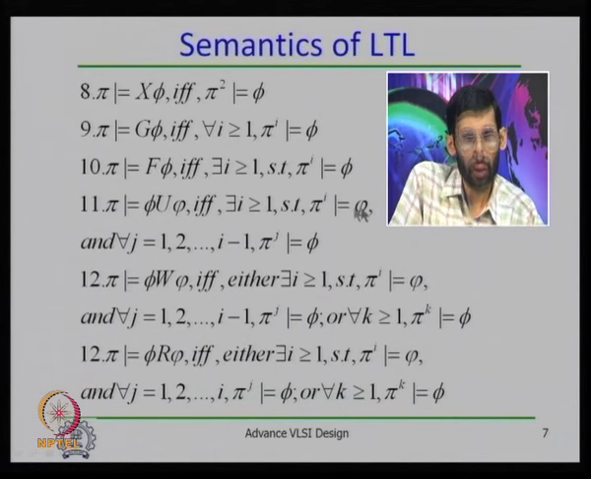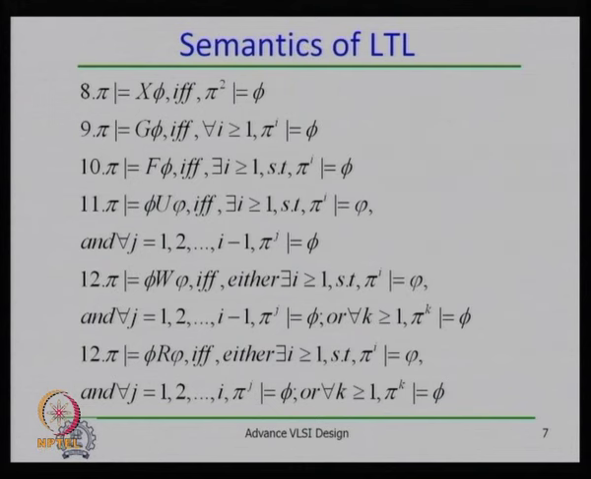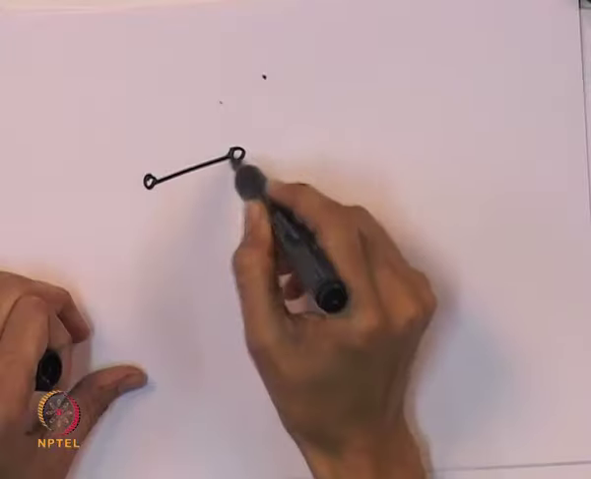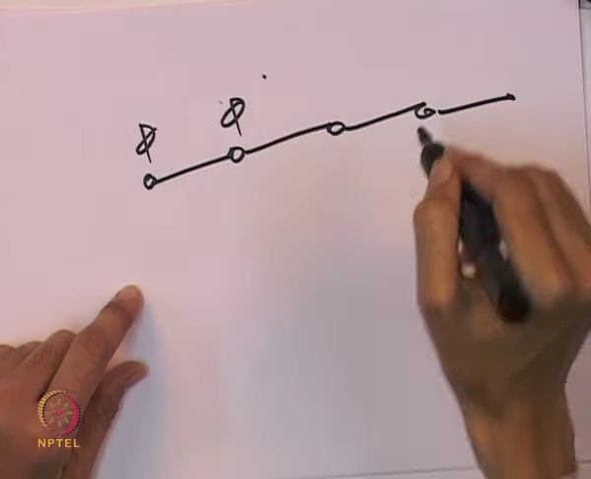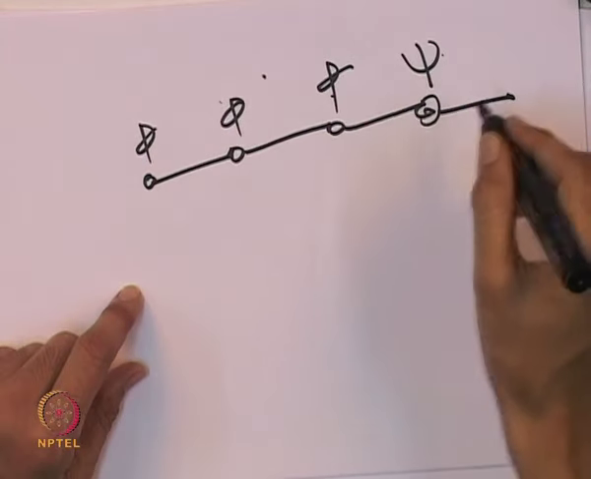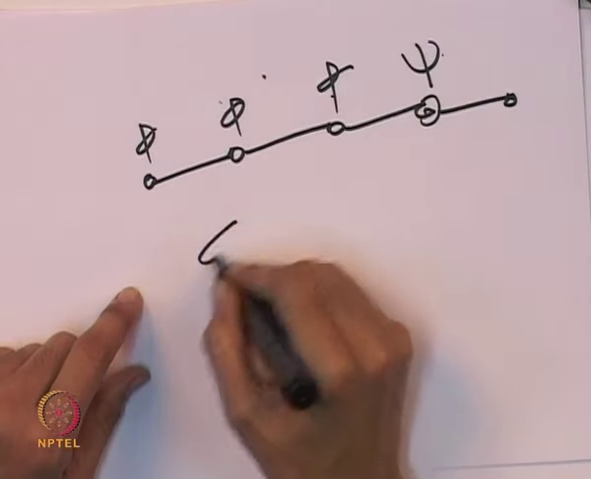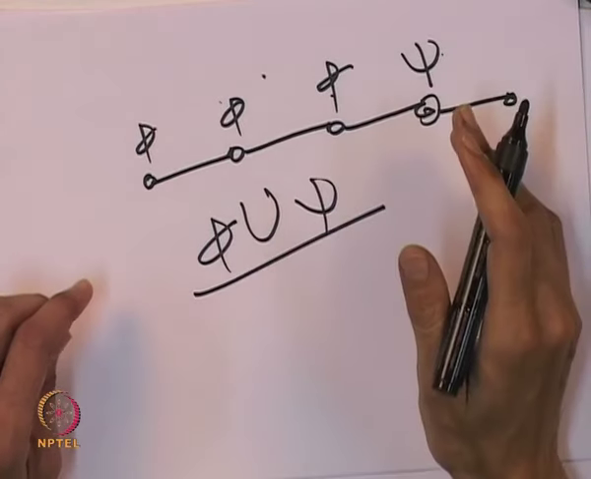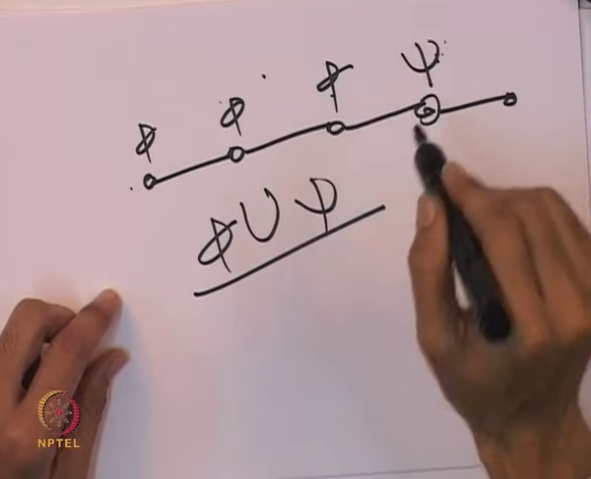Pi satisfies phi until psi if and only if for some value i greater than or equal to 1, psi holds in pi i, and for all earlier values j, phi holds. This tells us that in the state progression phi holds until psi holds. Until the point where you get psi, phi should hold. After that, psi may or may not hold. So this is phi until psi. This is a strong relationship. It says that phi should hold until psi holds, and psi should hold at least once in that particular path.